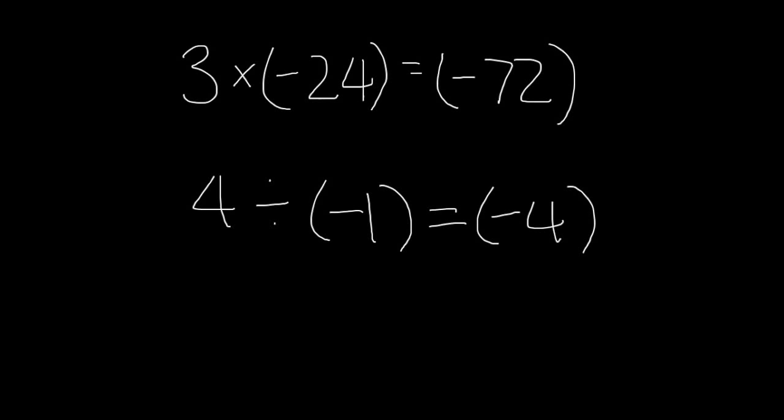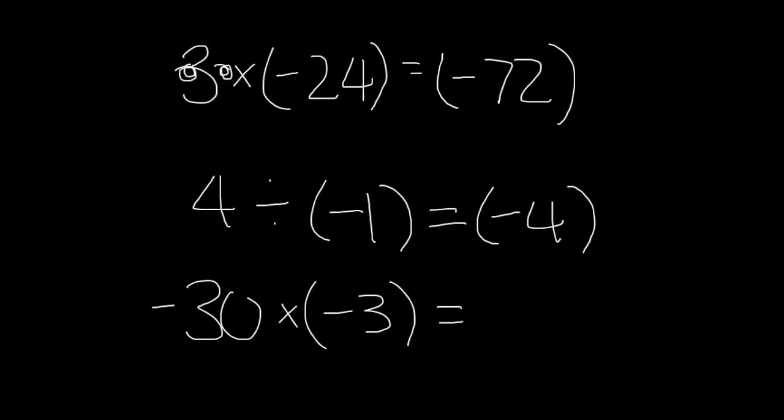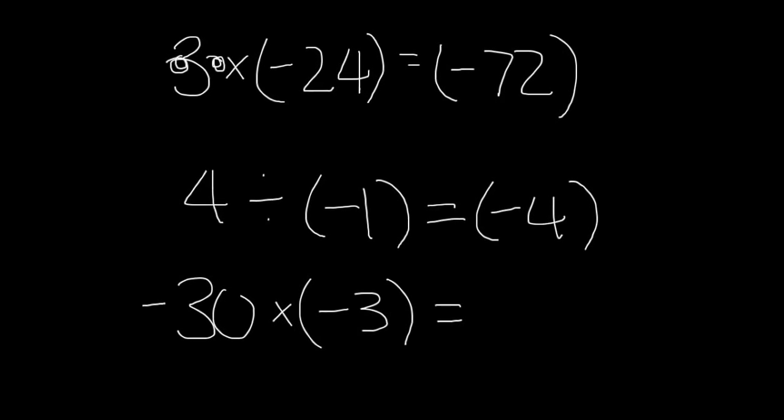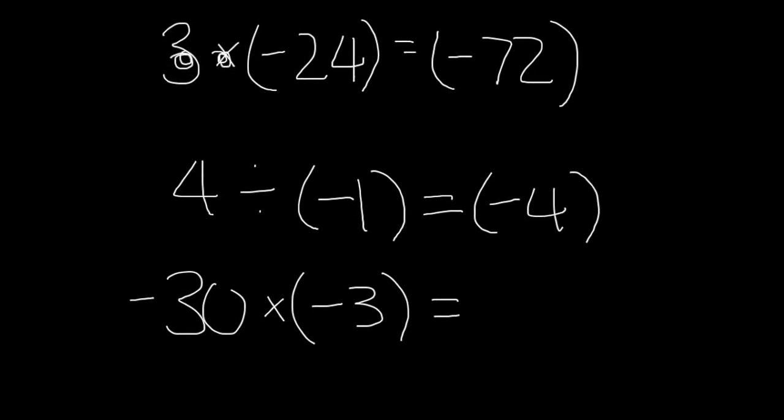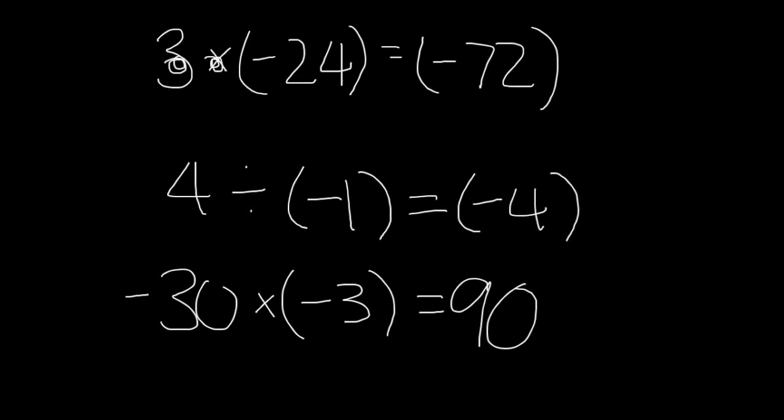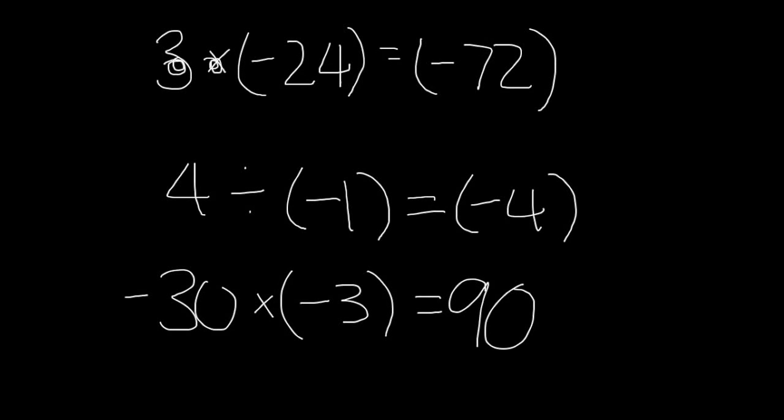And last but not least, what is negative 30 times negative 3? That equals positive 90. Did you get that one? Well, if you did, good job. So that is how you multiply and divide with integers. Thank you for watching. Yay!